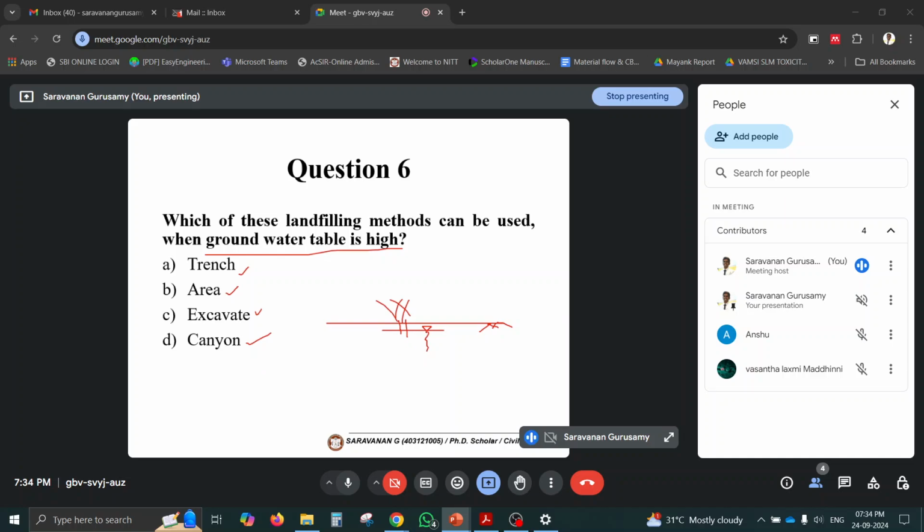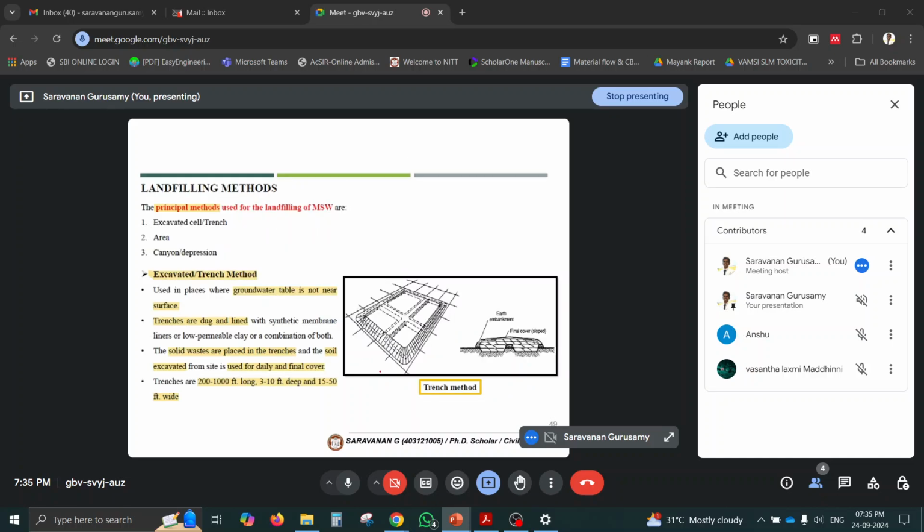So when the water table is very high, we have to go with the area method, above ground method. The water table is very low, we can use trench or excavation method, or hybrid also you can use both. Okay. Canyon method is only with the hill regions. We have to check the water table throughout the year. If in the dry period or summer seasons the water table is very low, we should not use excavate method, because during monsoon it may reach here and it will contaminate the waste. Okay. So area method is suitable when the water table is very high. These were the three methods: excavated trench, area, and canyon depression method.